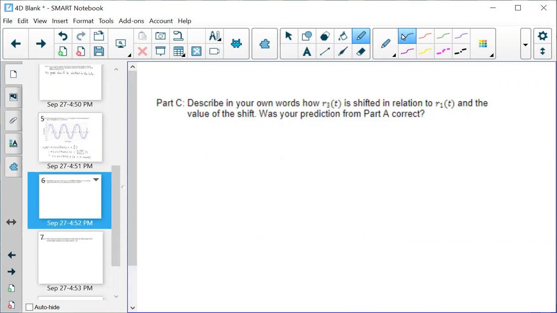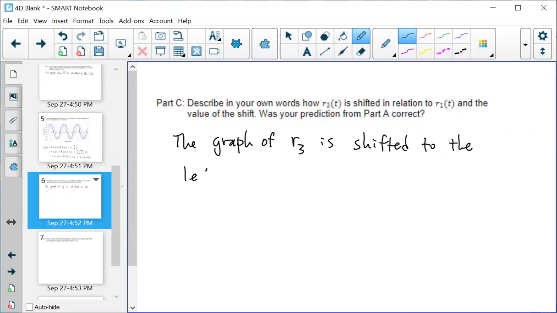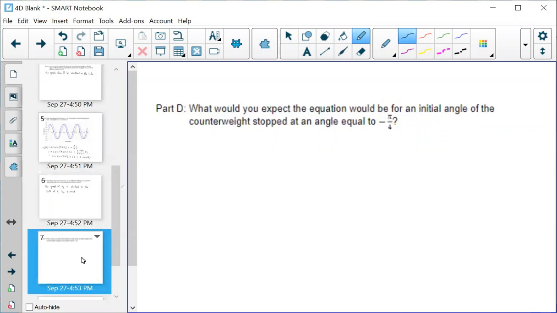So let's see. The graph R3 is shifted to the left of R1, and that's by 0.0008 units. Part D, what would you expect the equation would be for an initial angle of the counterweight stopped at an angle equal to negative pi over 4?